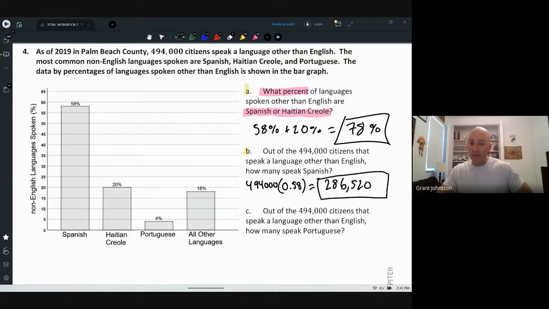I'll let you do C. So it's the same thing, except it's for Portuguese.